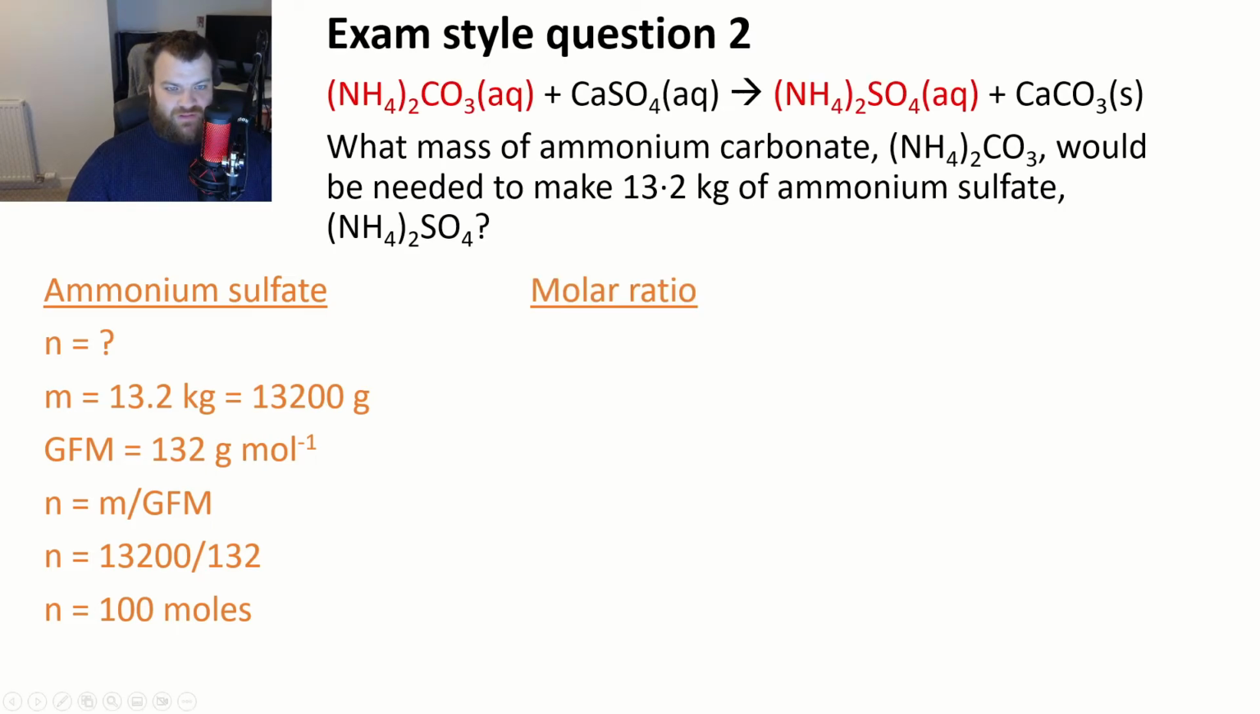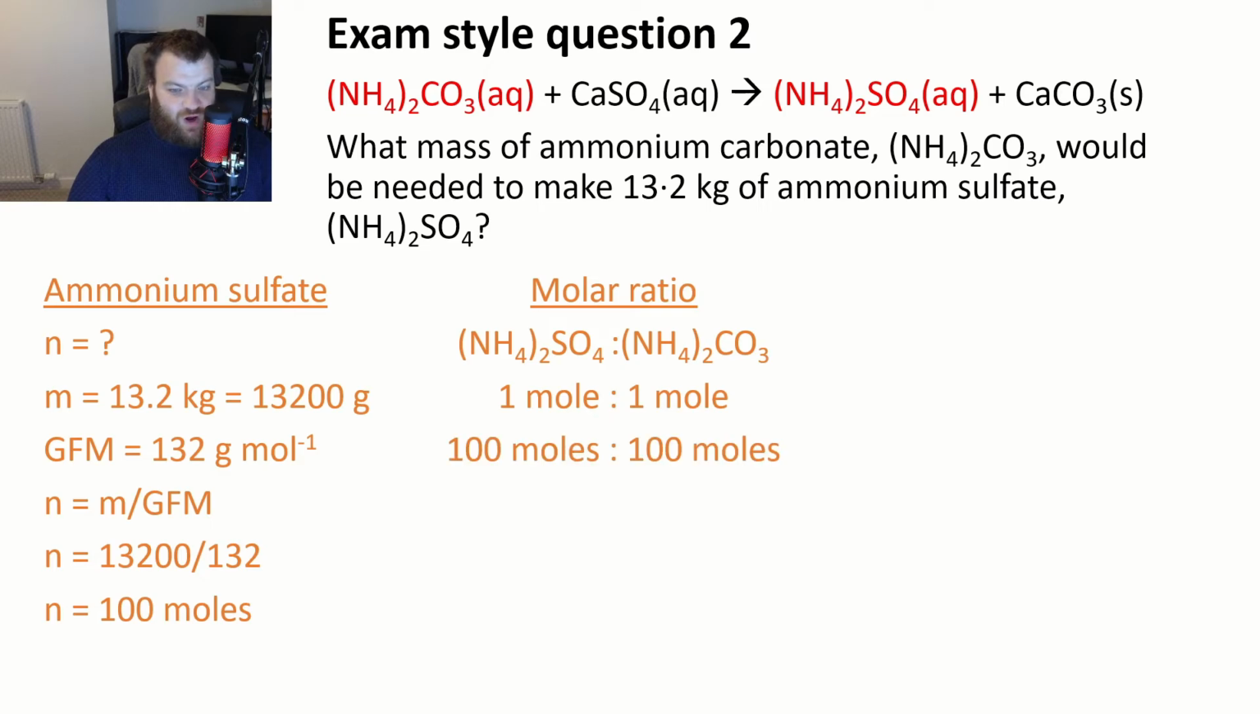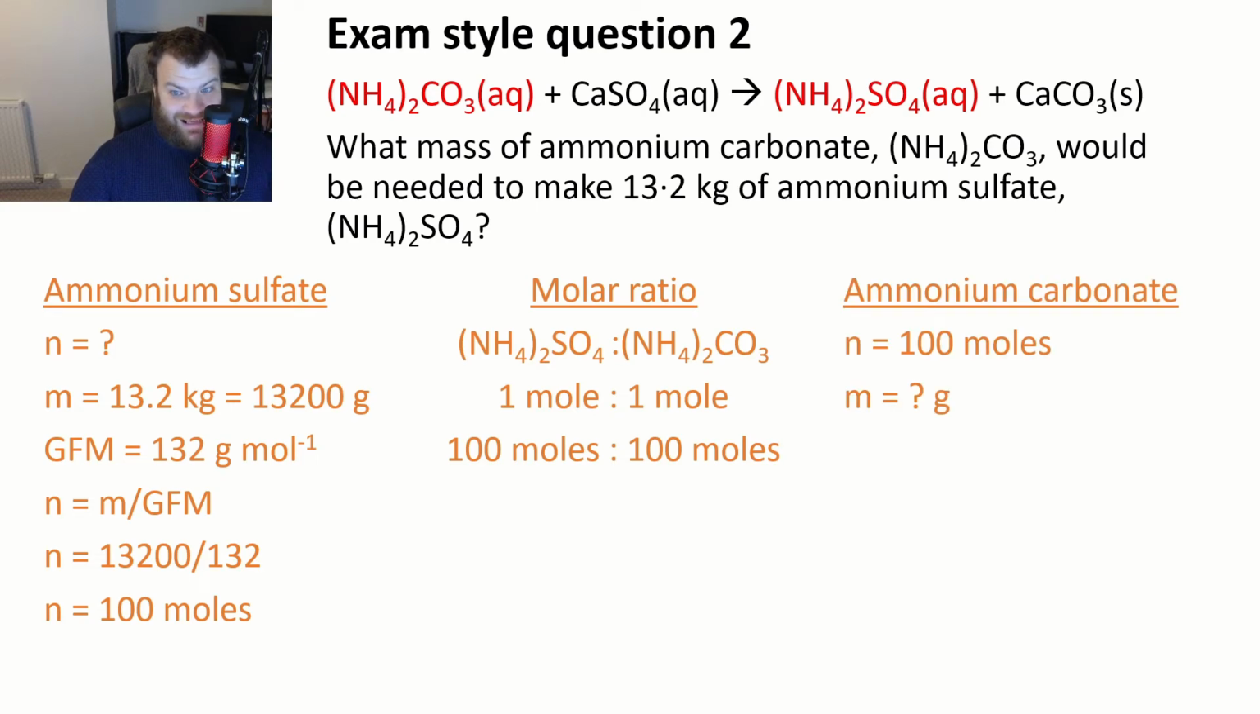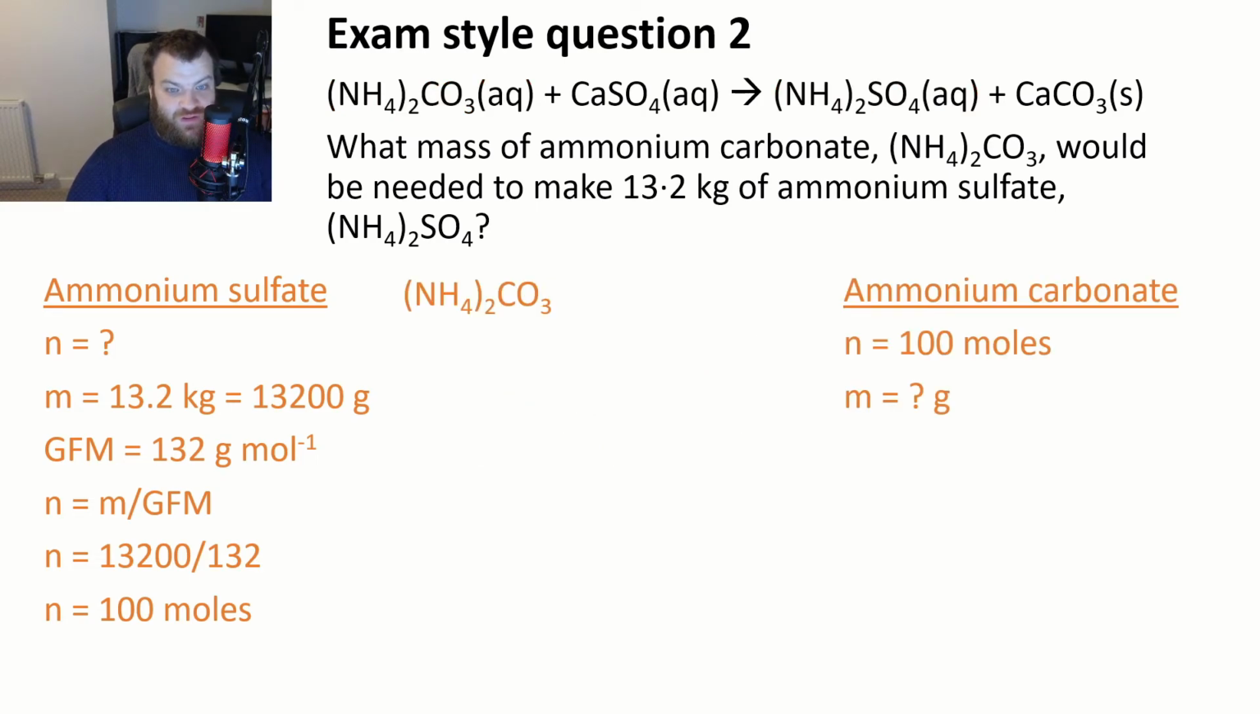We will then compare the ratio of ammonium carbonate to ammonium sulfate. We've got a 1-to-1 ratio, which means that because we have 100 moles of ammonium sulfate, we will make 100 moles of ammonium carbonate. In order to work out the mass that corresponds to, we have to work out the gram formula mass of ammonium carbonate.